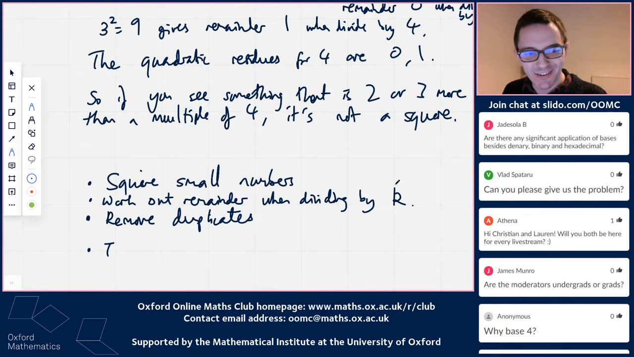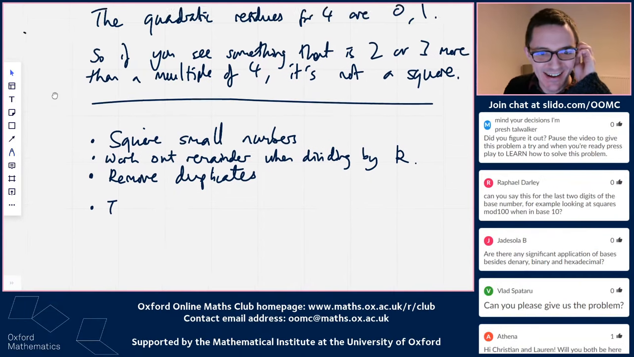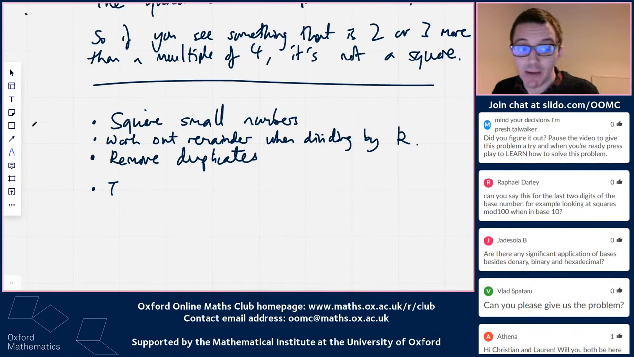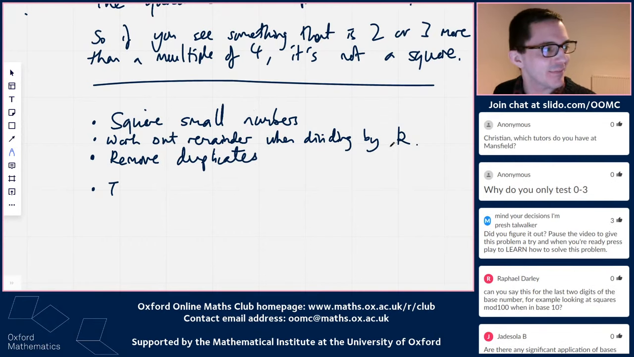So people who were criticizing my choice of base 4, look, I'm looking at k now. I accept there are numbers other than 4 out there. So pick your favorite number. If you want to work out the quadratic residues up to multiples of 37 or something, then square some small numbers. Work out the remainder when you divide them by your favorite number, maybe 37. Remove any duplicates you get. Those are the quadratic residues.